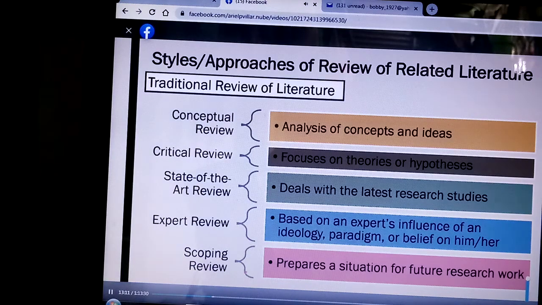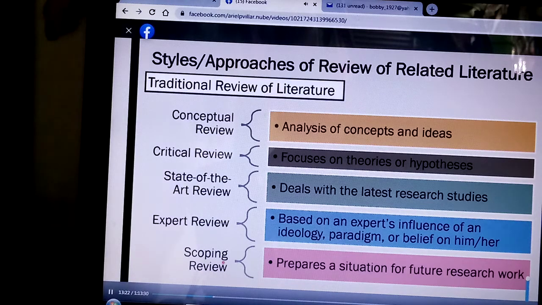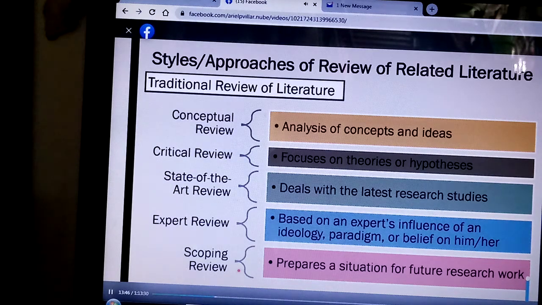And then scoping review is what? Prepares a situation for future research. So it indicates the scope of your research, no? So ibig sabihin, it indicates what is the coverage of your discussion on your review of related literature based on the key terms of your study. Makikita niyo po yung key terms niyo po doon sa title niyo po. Okay? Doon sa inyong statement of the problem. Okay? So, it's very important that you know the scope of your review of related literature, which we'll be discussing later.